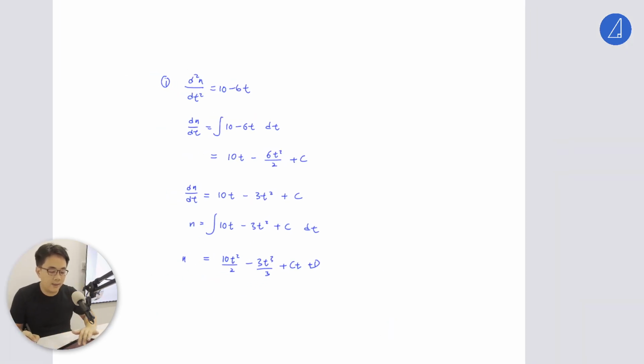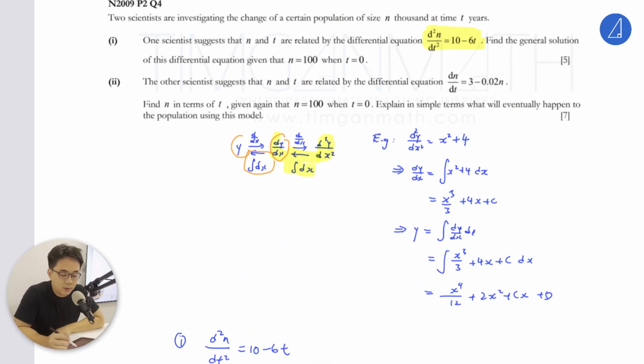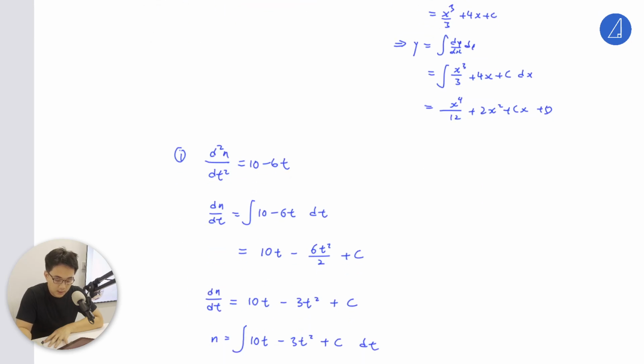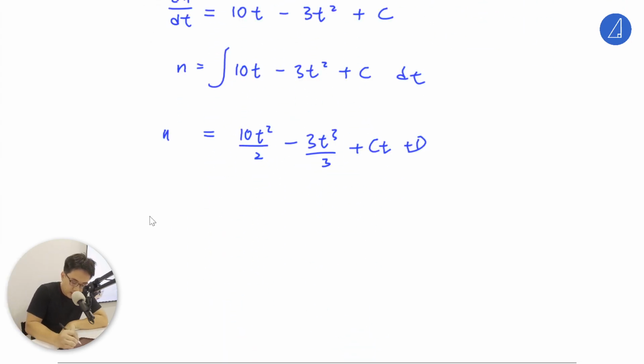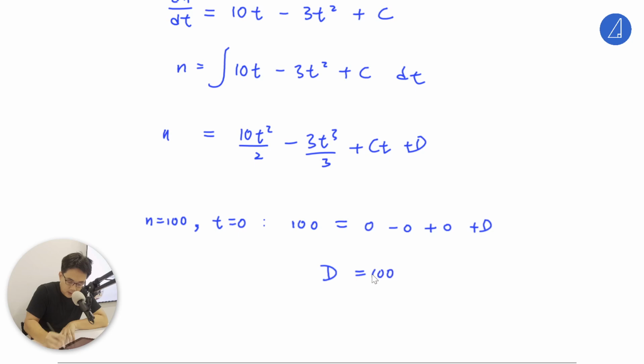Okay, they want the general solution when you use N equals 100,000 and t equals 0. So when t equals 0, N is 100,000. So 100,000 equals 0 plus 0 plus d. So d is equal to 100,000. So hence N is equal to 5t² minus t³ plus ct plus 100,000, substituting back into this equation here.